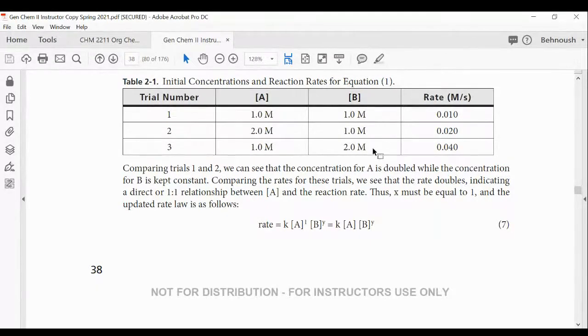When you double the concentration of B, what happens to the rate? Trial 1 and 3. The rate is quadrupled. So when you double the concentration and the rate is quadrupled, the order is going to be 2. So you have a second order with respect to B, first order with respect to A.